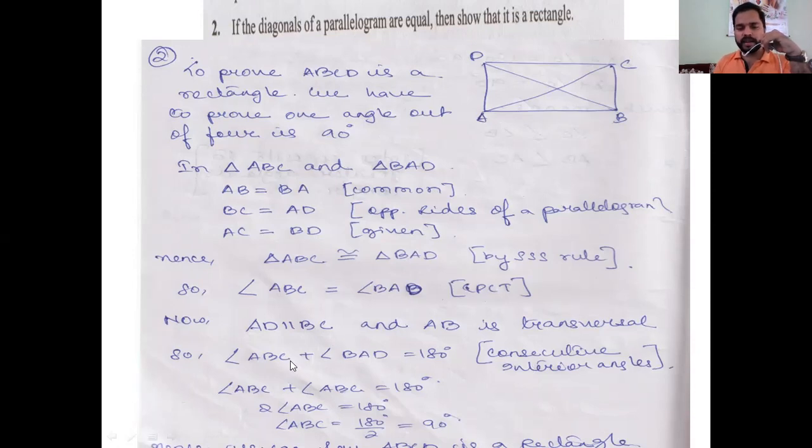So now you see these two angles are equal. I will replace it with any one angle. So I just replace BAD with ABC. After solving, I got ABC is equal to 90 degrees.